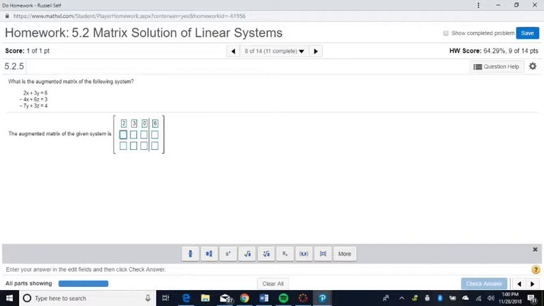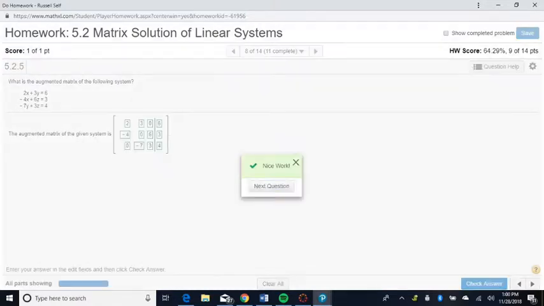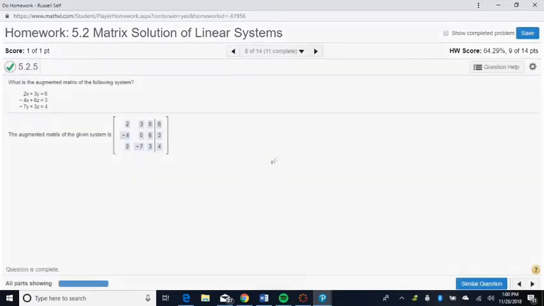Go to the next one. We have -4 X's. We have no Y's, but we have 6 Z's, and it equals 3. Going to the bottom, we have no X's, but we have -7 Y's, 3 Z's, and it equals 4. Okay? So don't forget, if you have none of something, then it has to be a 0.